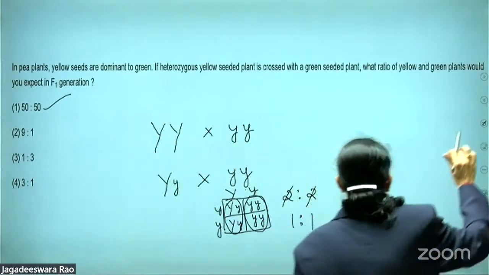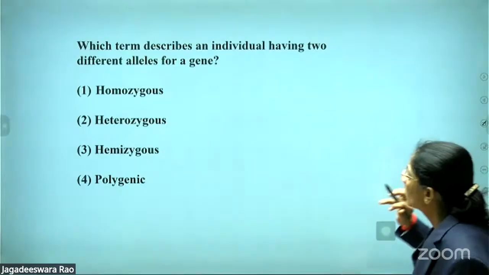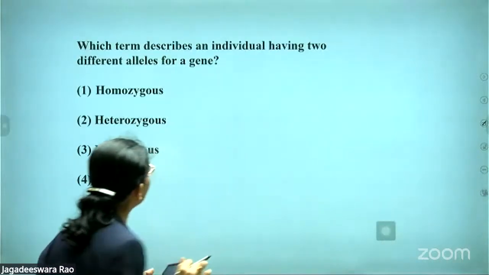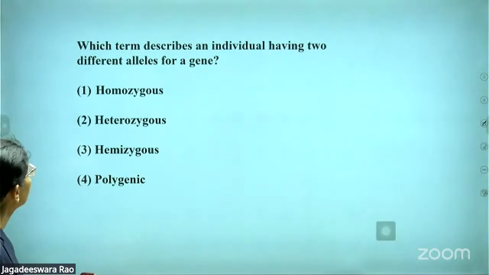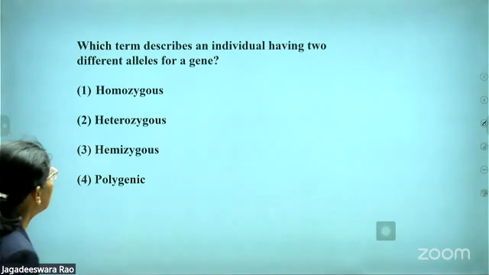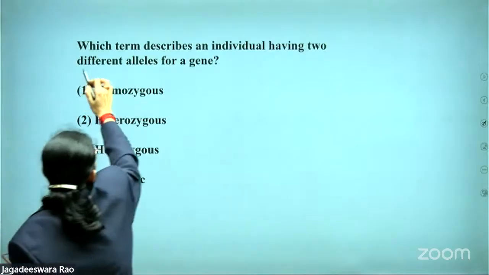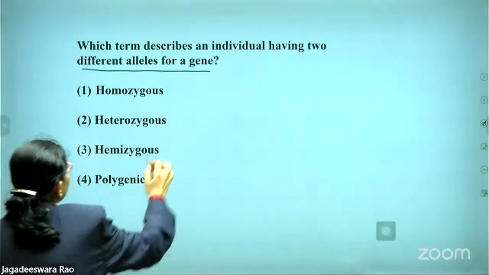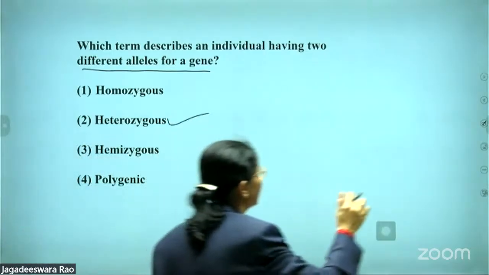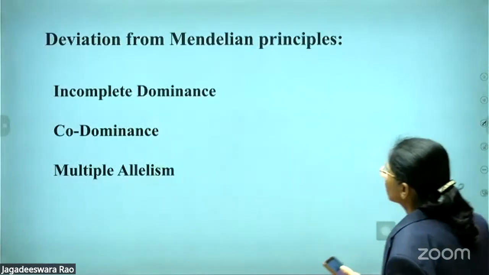Now, next one. Which term describes an individual having two different alleles for a gene? Yes, children. Which term describes an individual having two different alleles? Dissimilar alleles. That means it is heterozygous. Yes. Let us go into the next one.